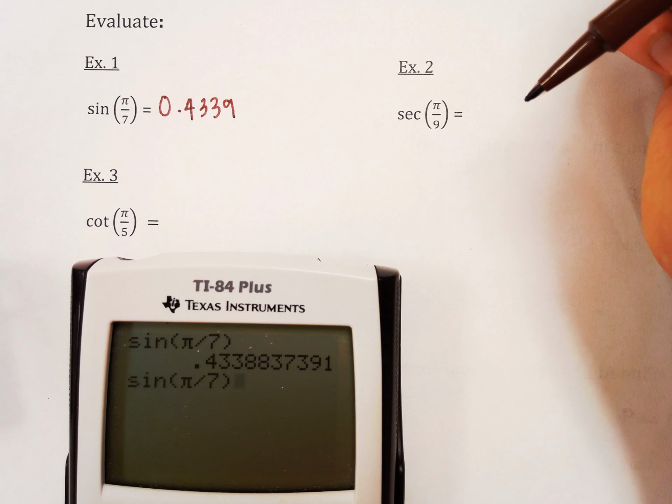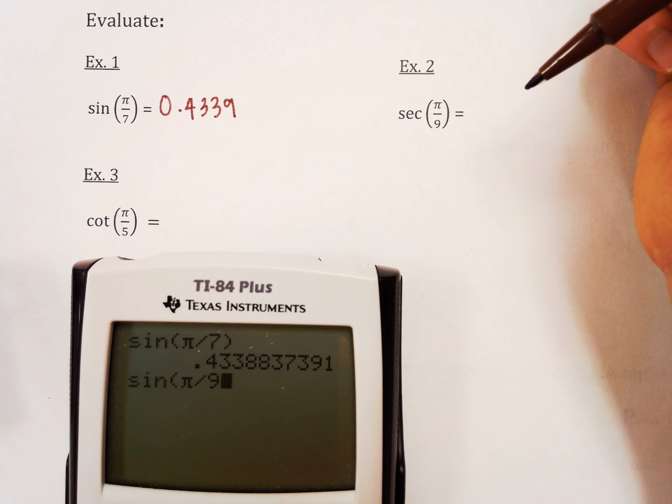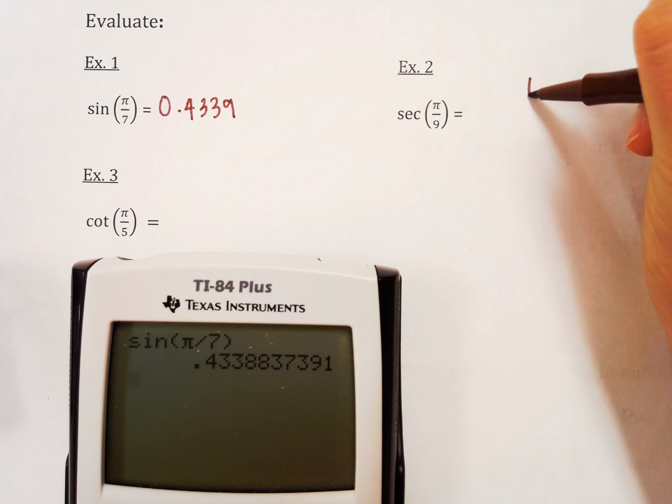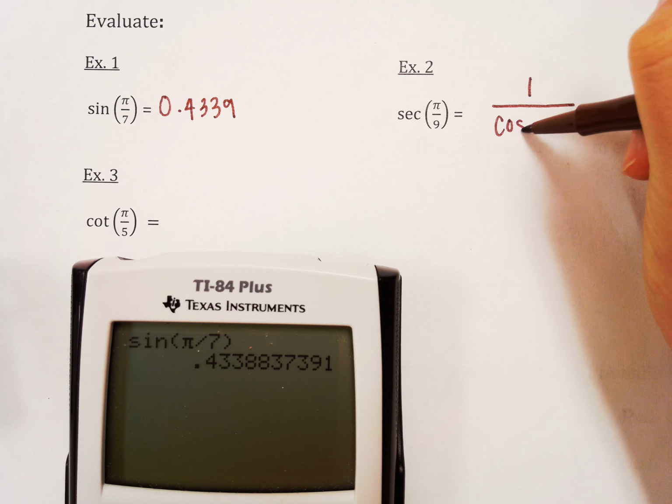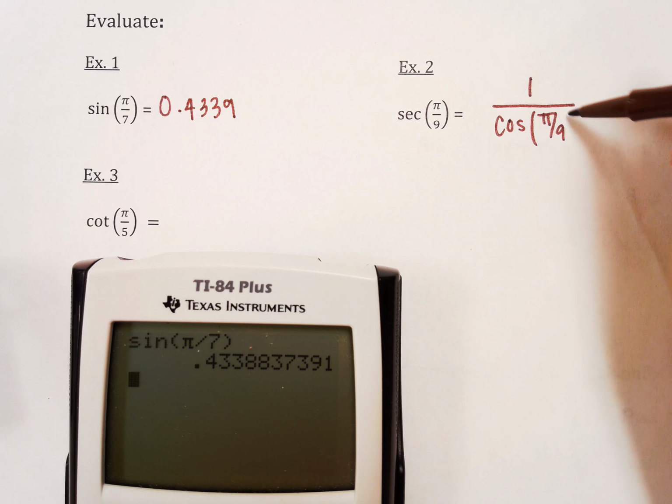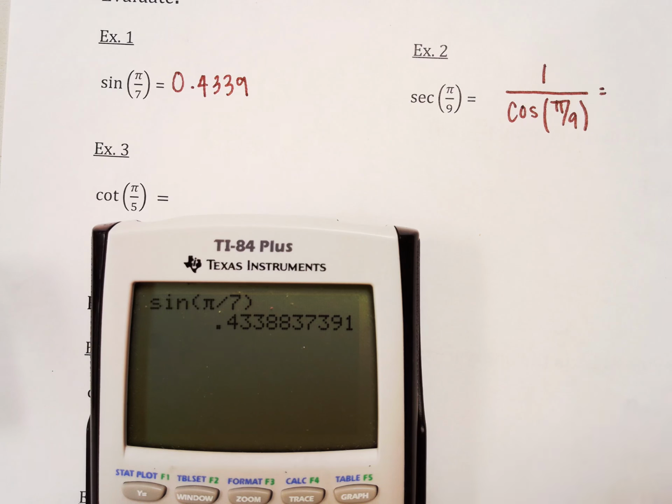Same thing here, we're going to type in secant, which is 1 over our cosine value of pi over 9. So that's what we're going to type into our calculator, 1 divided by cosine of pi divided by 9.